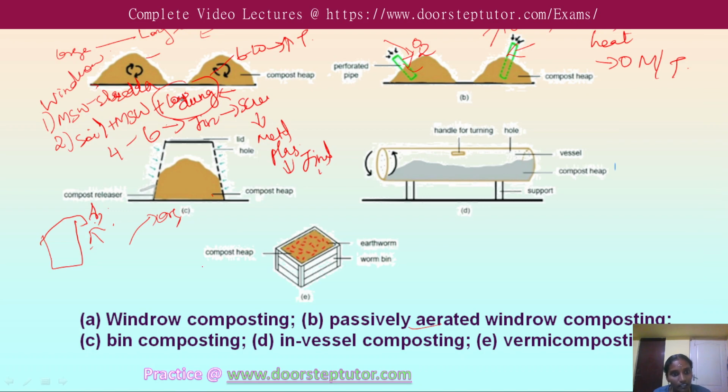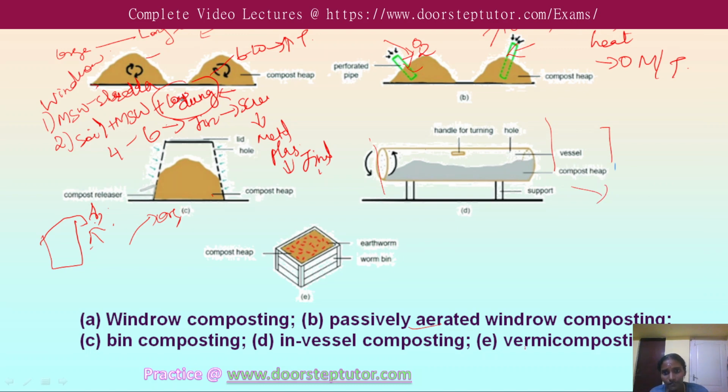Whereas in in-vessel composting, here too it is carried out in a vessel. Bin composting is the smallest form of in-vessel composting. Here too we need to do forced aeration as well as mechanical turning of the organic waste. And after a period of decomposition time, the compost is removed from the vessel.